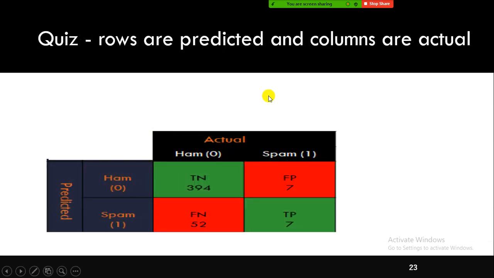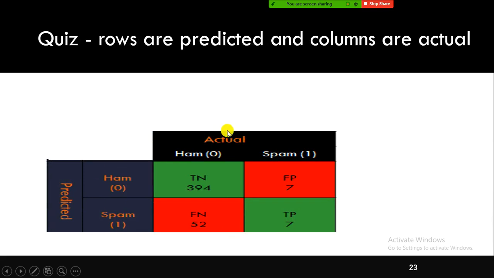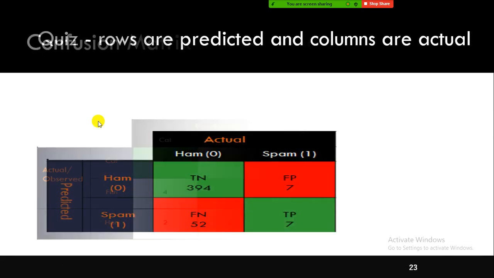Now let us look at the other format of confusion matrix. In this case, the actual got shifted here and predicted got shifted here. You're not supposed to get confused even if the confusion matrix format is something like this. Here the predicted value is ham, negative. Zero is negative. The 394 emails were correctly classified as non-spam emails. When it comes here, it is actually a spam email, but my model wrongly classified it as a non-spam email, that means a legitimate email. Don't get confused with the different format. Just revisit my video.